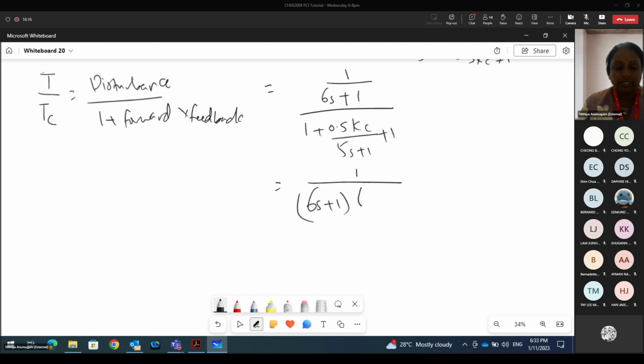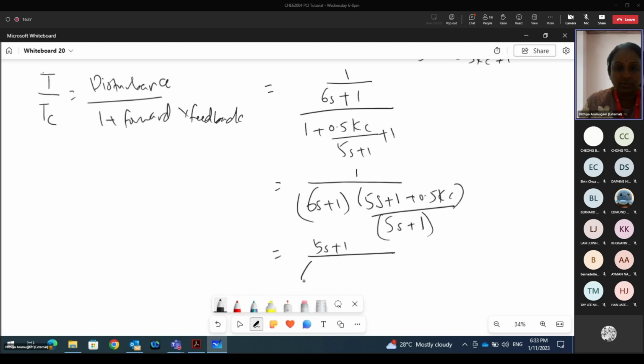Okay, simplify this, you'll be getting 5s plus 1 plus 0.5 Kc over 5s plus 1. Right. Can further simplify this as 5s plus 1 over 6s plus 1 times 5s plus 1 plus 0.5 Kc. So just remain that as it is. All right. So this is for the T over TC.